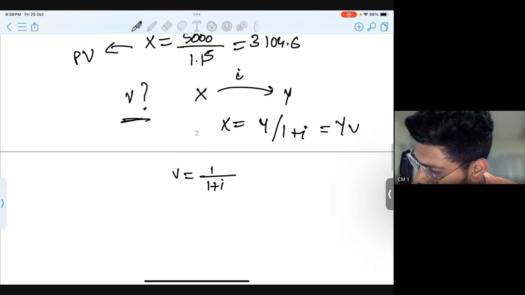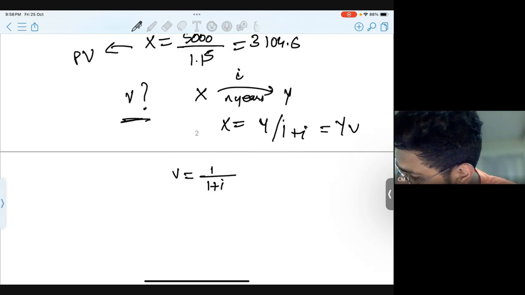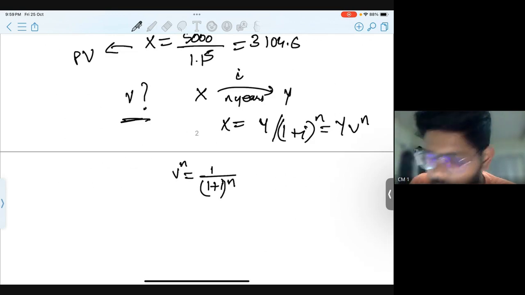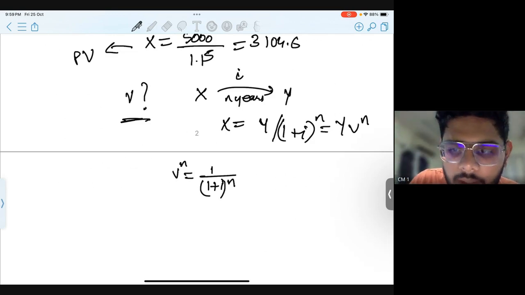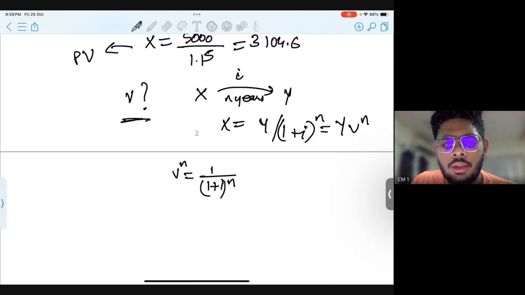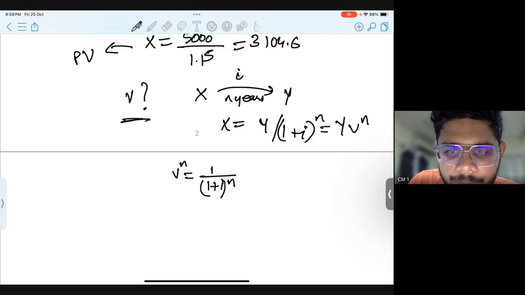So if it is more than 1 year, if it is n years, this becomes 1 plus I whole power n. So this becomes V power n. So Vn is equal to 1 upon 1 plus I whole power n. ठीक है. Everybody fine till here? Okay.